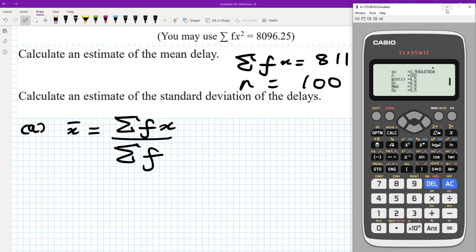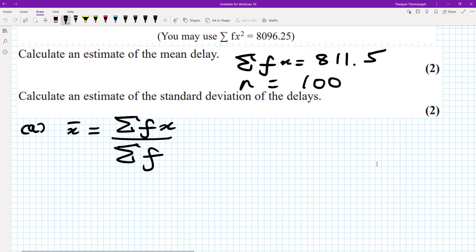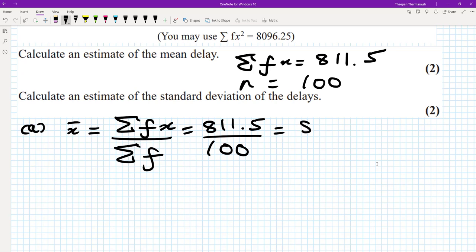Okay, so now, how do we do this? Let's go back to our menu, and then we can write down what the mean is. Well, the mean is 811.5 divided by the number of values, which is 100. So we're going to get 8.115, which is approximately 8.1. Now, when you calculate the standard deviation, you must use the true value. You cannot use a rounded value, or your answer will be inaccurate.